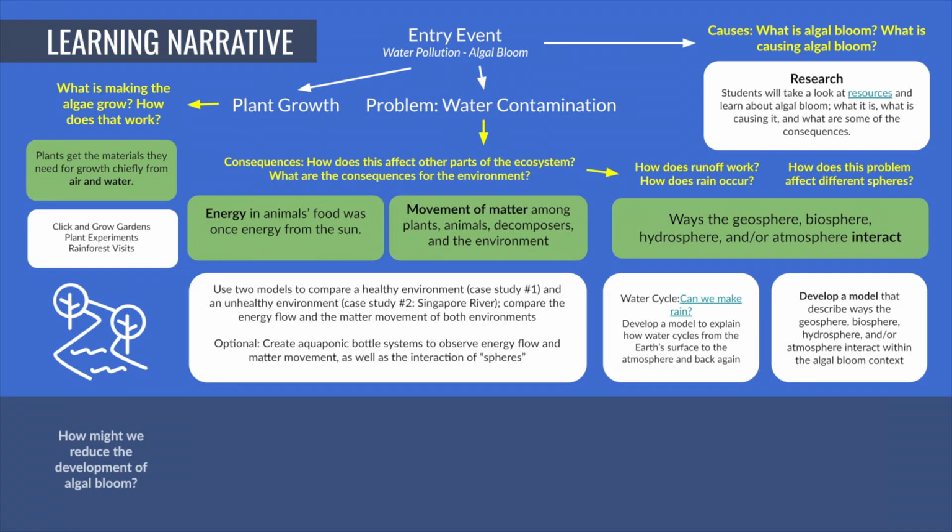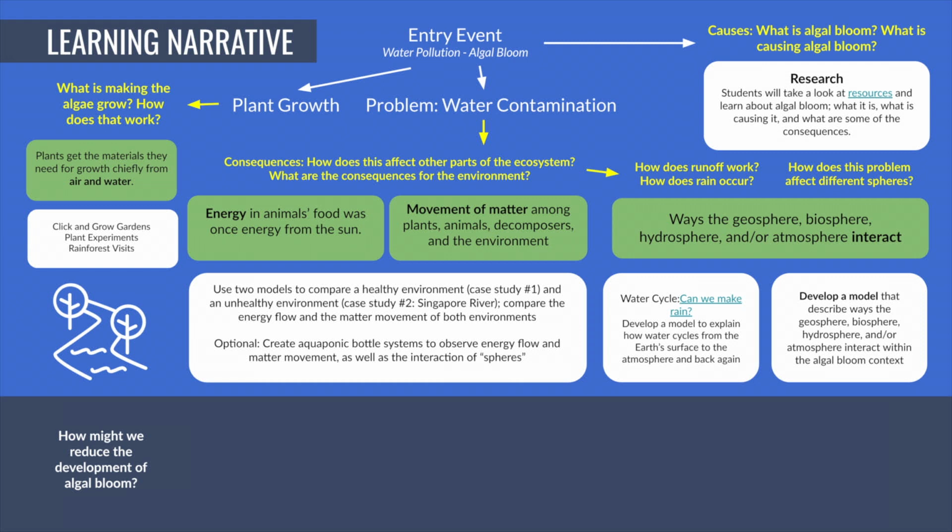This is when students have to identify a specific problem or a task that they have to complete to reduce the occurrence of algal bloom. How might we reduce the development of algal bloom? Specifically, how will we reduce the amount of soil erosion and urban runoff that causes algal bloom?